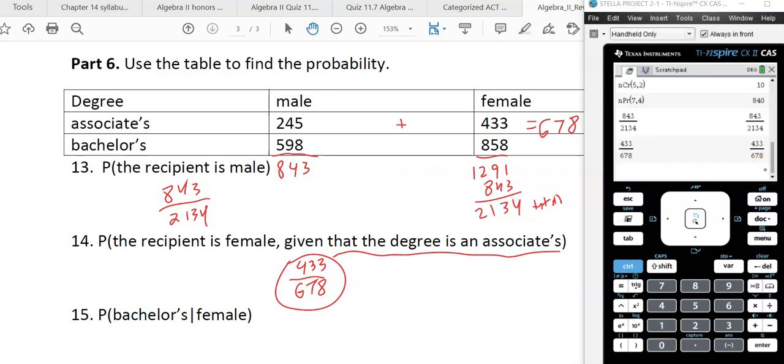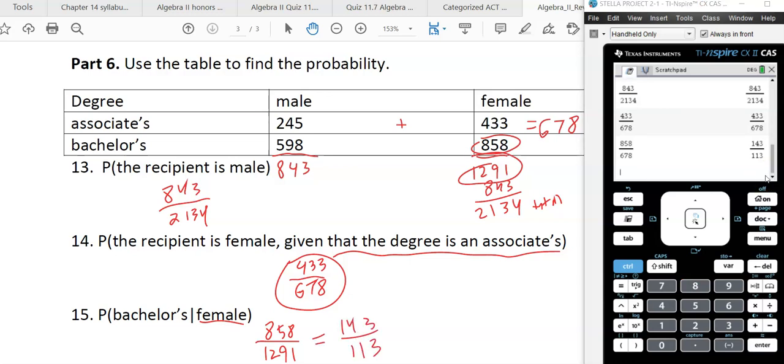Given that you're female, so all I care about are the females. There are 1,291 females, so that's the denominator. And bachelor's degree would be, so of the females, 858 of those females have a bachelor's. But when we go to college, for sure more than guys. Okay, so this simplifies to be 143 over 113.